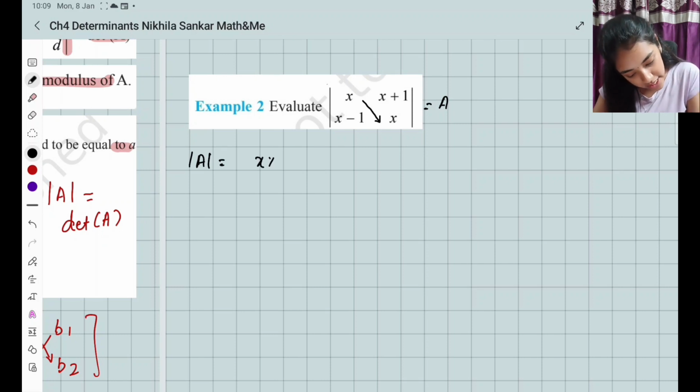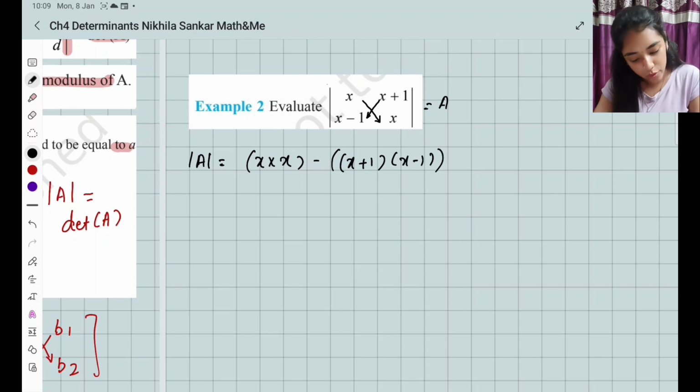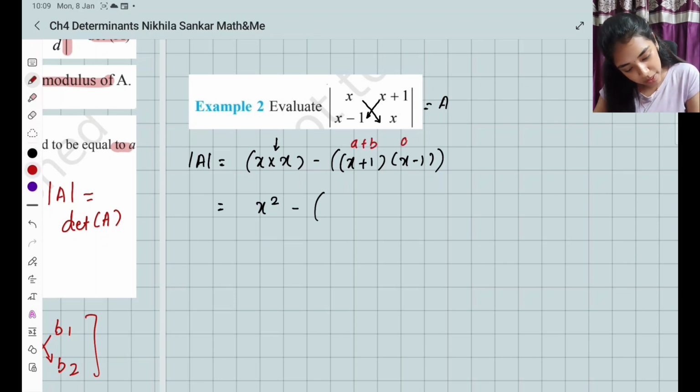So I'm going to have x into x minus the next two terms. So I'm going to cross multiply this. So I have x plus 1 times x minus 1. Okay, since there is a minus, I'm putting a bracket. So this is going to be x square. This is x into x. Okay, don't get confused by the x. x square minus this is of the form a plus b into a minus b, correct? So a plus b into a minus b, we can write as a square minus b square. So this is going to be x square minus 1.